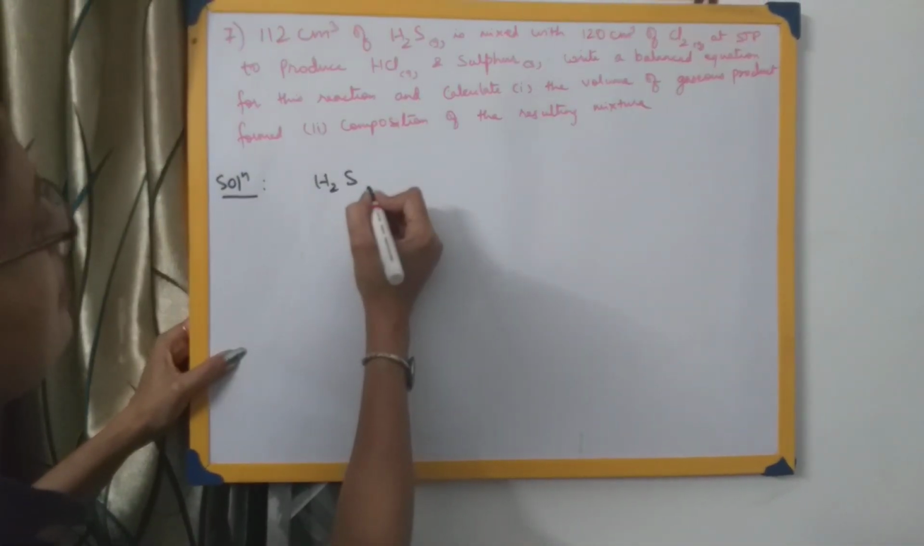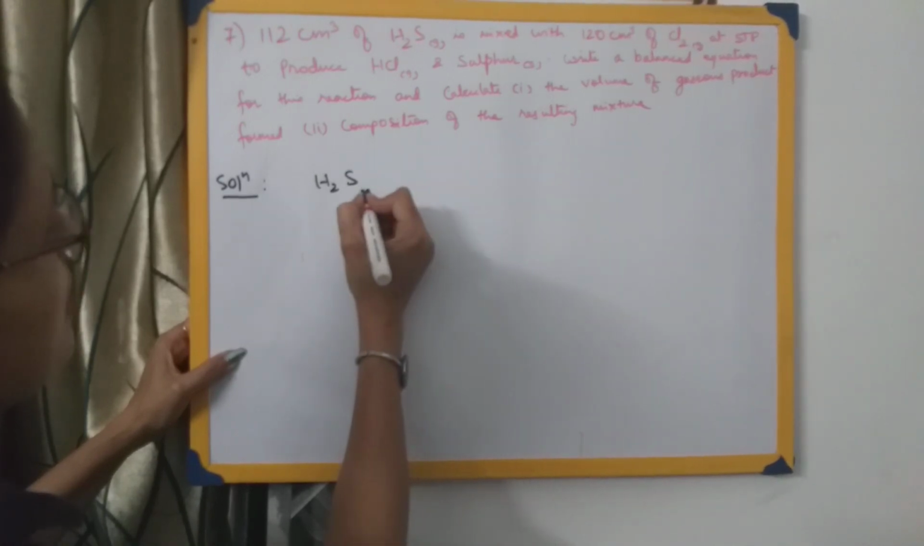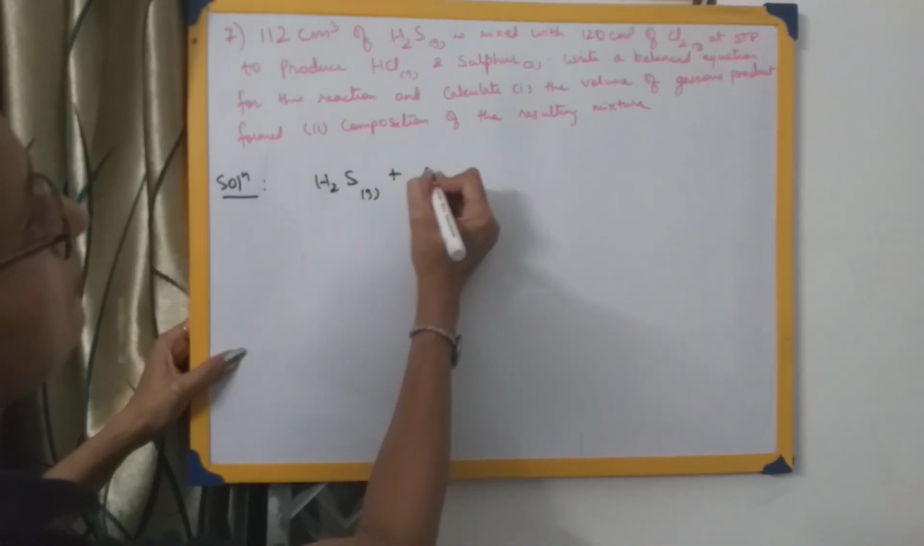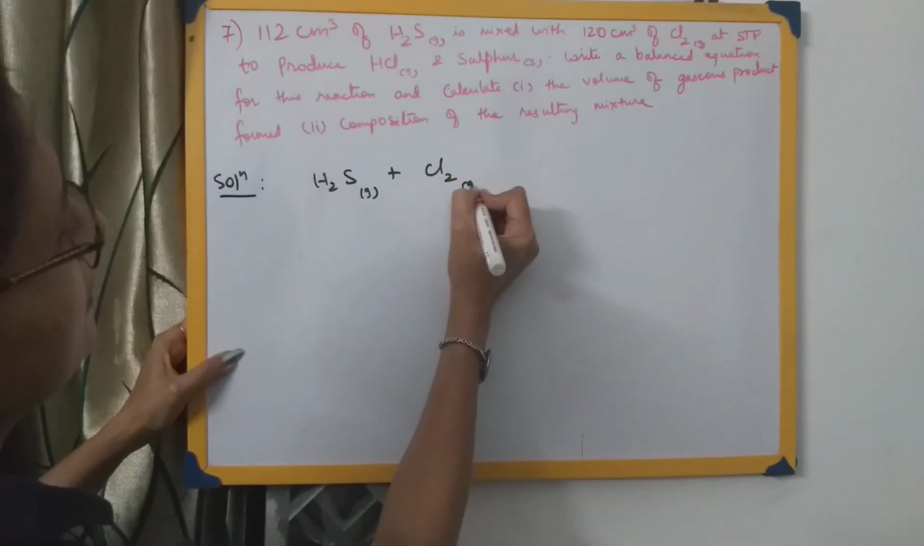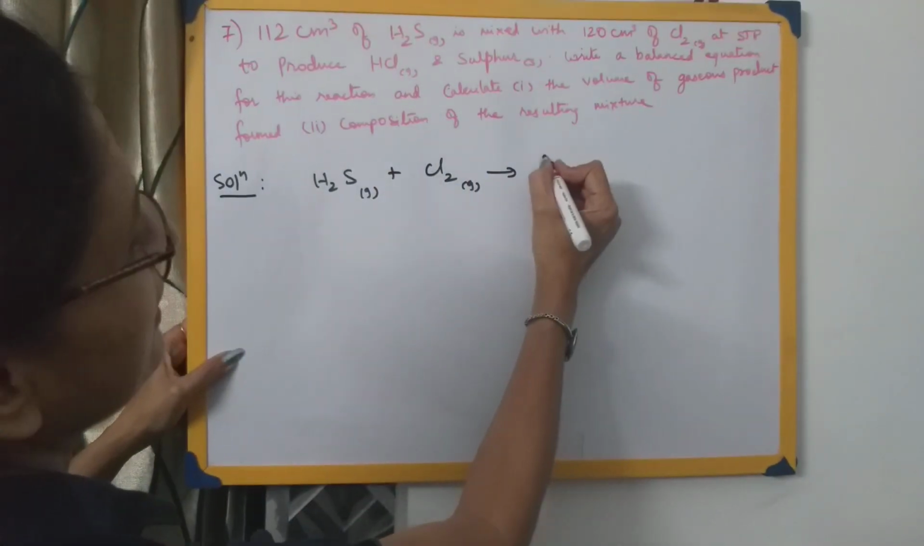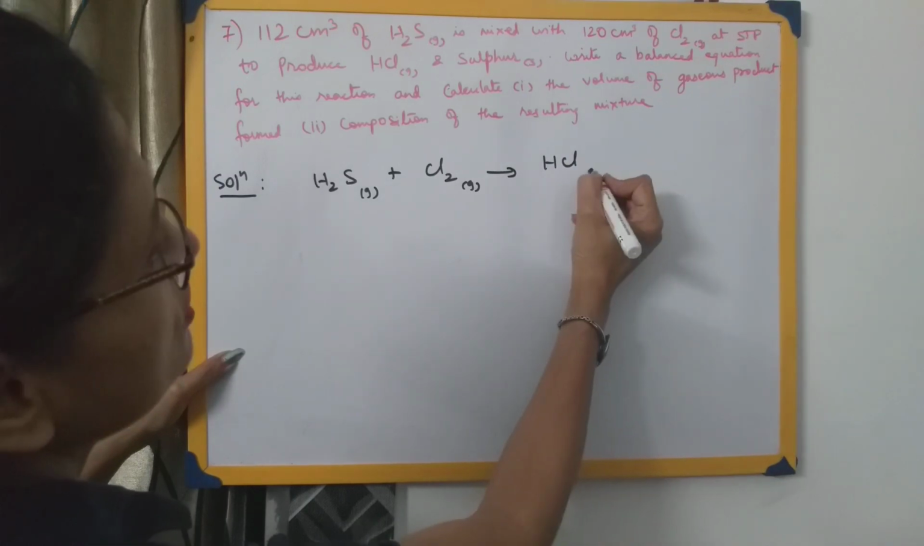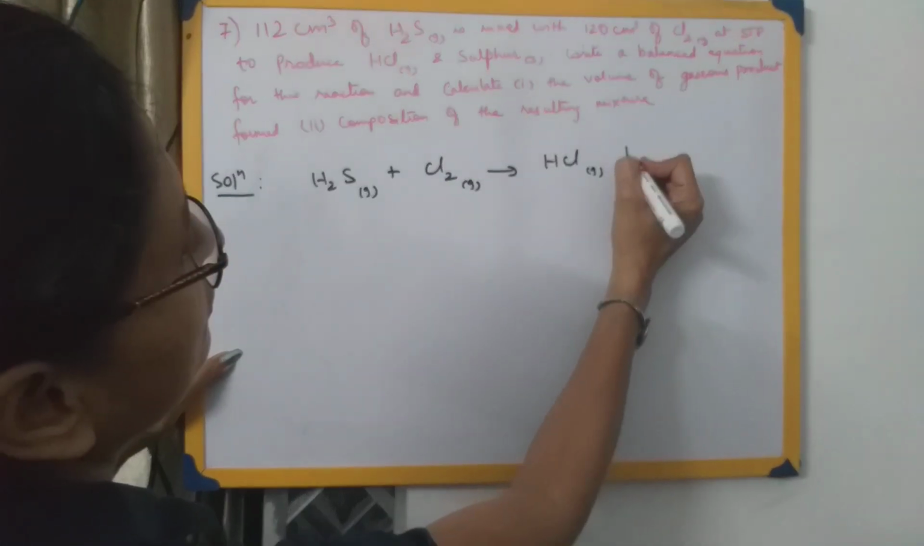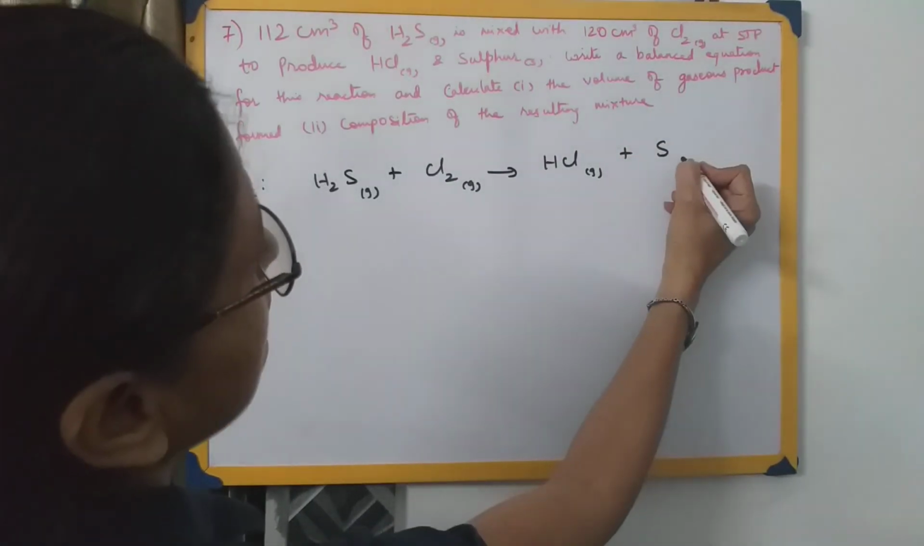So let us proceed with the reaction. That is H2S plus chlorine, that is also in the gaseous state. What does it form? To produce HCl and sulfur, that is HCl, which is in the gaseous state, and sulfur which is in the solid state.